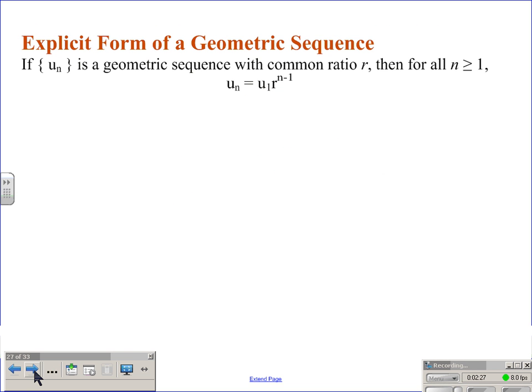Okay, so then there's also the explicit formula for a geometric sequence. This is our explicit formula. So again, the nth term is found by using the first term this time: the first term in the sequence times the common ratio raised to the n minus 1 power.